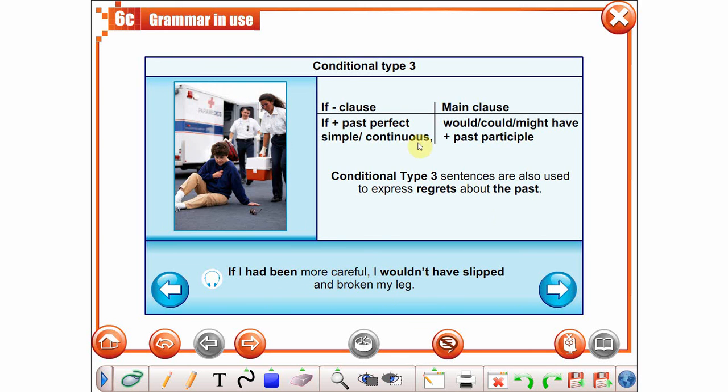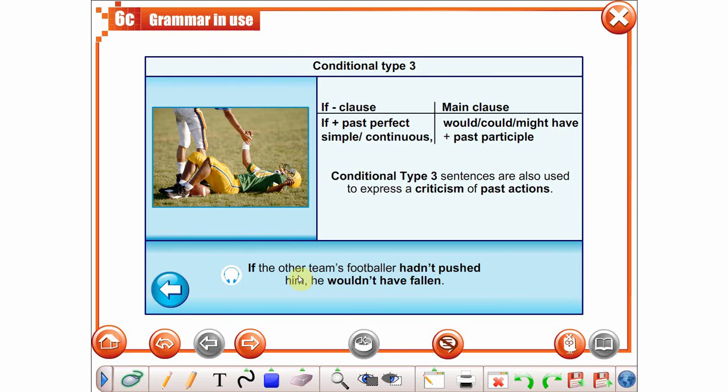Okay? Look at this example also. If I had been more careful, I wouldn't have slipped and broken my leg. This is another example. And this is also another example. If the other team's footballer hadn't pushed him, he wouldn't have fallen. Now, if is followed by past perfect, had plus past participle, and the result or the main clause has would have plus past participle. Okay?